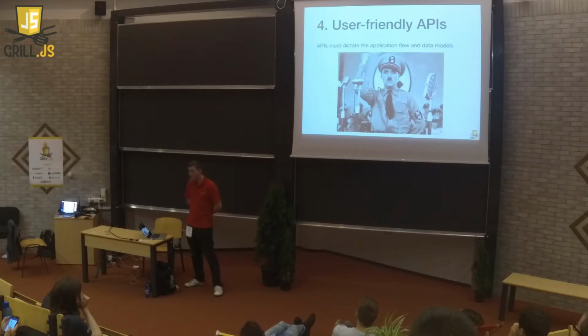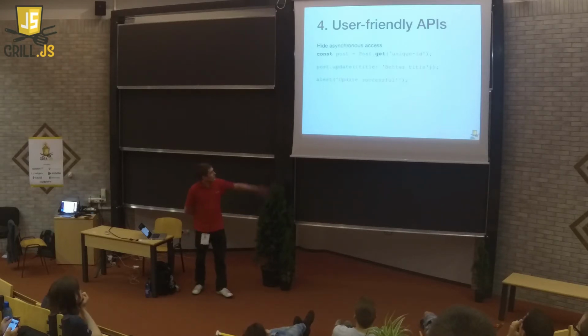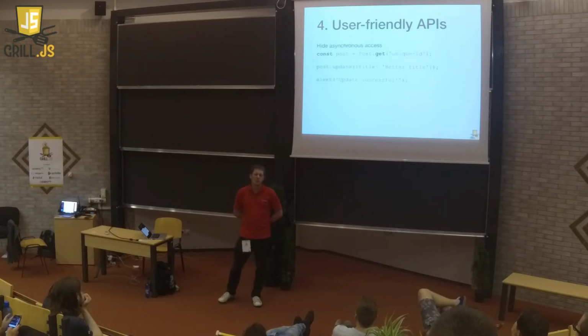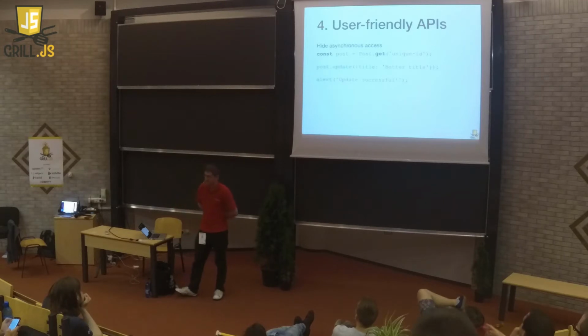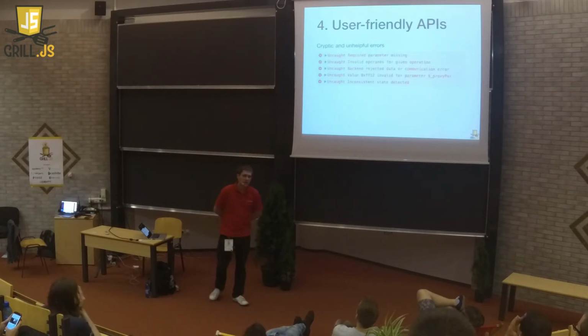And another good tip, which works really well, is to hide asynchronicity. Because as we all know, nobody likes async code. Everybody loves sync. So why not provide an API like this? It doesn't matter that it does async in the background. It just works. Except when it doesn't. And this is your goal. So when this inevitably fails, remember, error messages, if there are any, have to be cryptic and unhelpful.